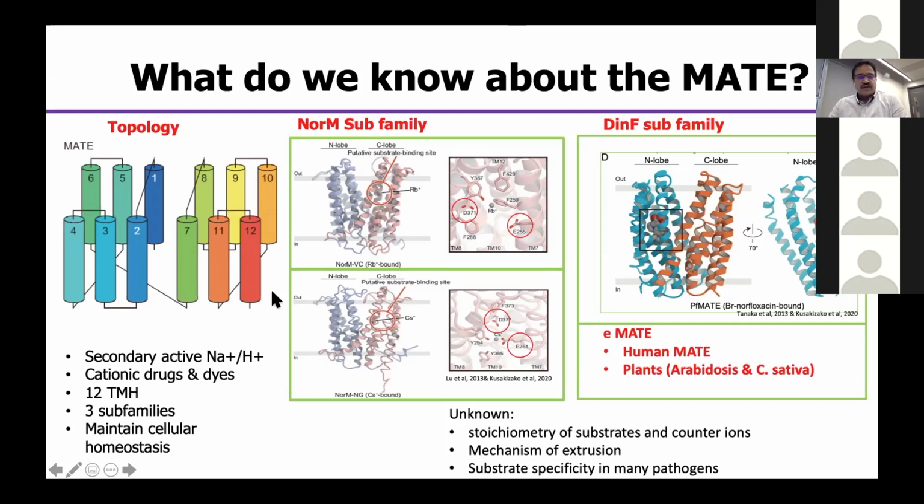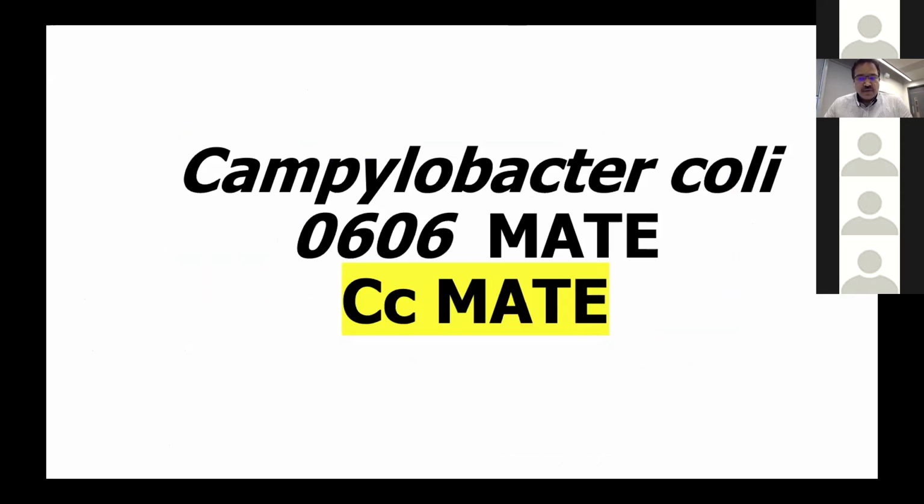What we don't know about MATE transporters, because as I mentioned, in most of the pathogens the MATE transporters are not well characterized, is how these transporters work, what the mechanism of extrusion is, and what the substrate specificities are. So we actually got a Campylobacter strain from one of the chicken farms in Scotland.